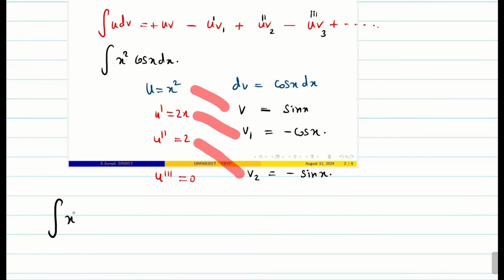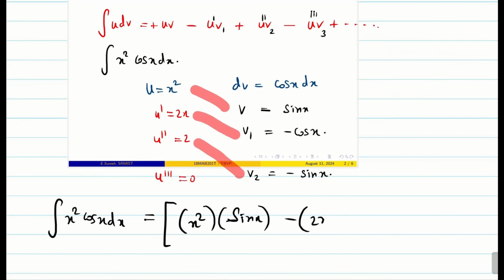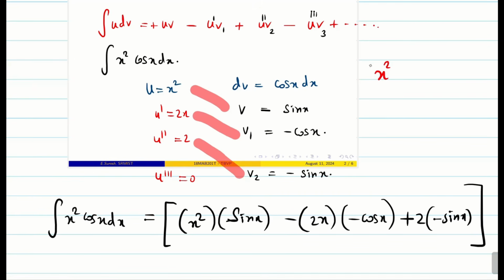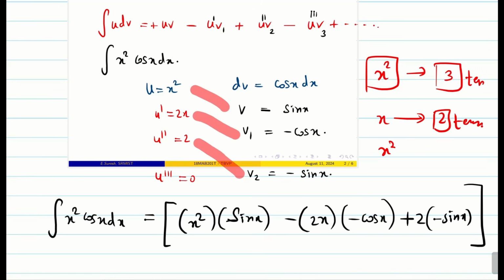Now you see integral x square cos x dx is simply uv, that is x square sin x minus 2x into minus cos x plus 2 into minus sin x. I close the problem. So what is the hint here? If you have x square in the problem, the answer has 3 terms. If you have x, the answer has 2 terms. If you have x cube, the answer has 4 terms. Hope you understand. So this basic formula is needed to solve this type 5, as well as it is very important for your unit 2, 3 and 4.